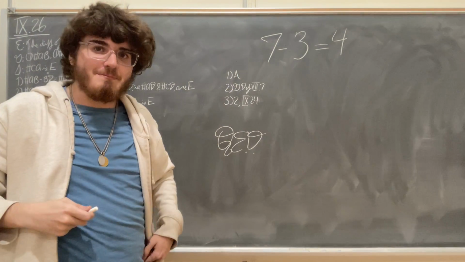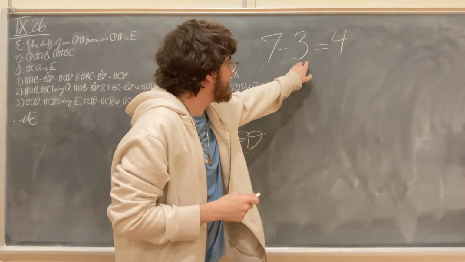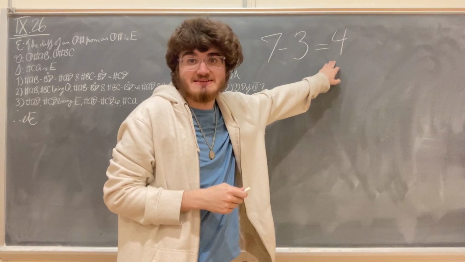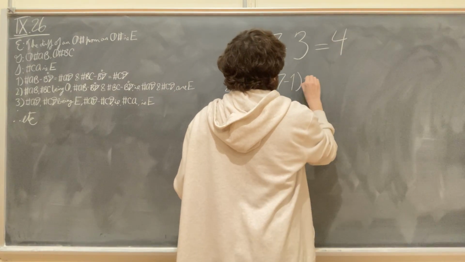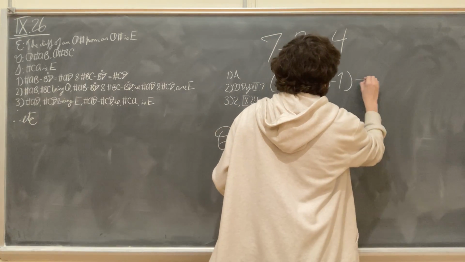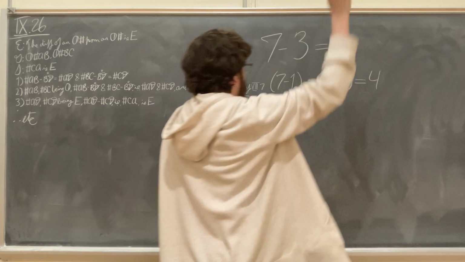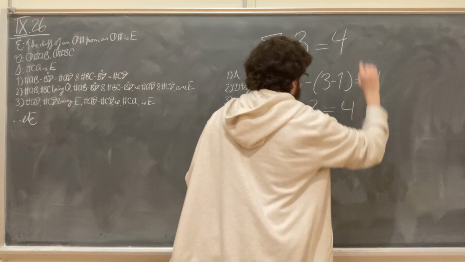The key insight that makes this work is that if we subtract a unit from both of these, we'll end up with the same number. So if we do 7 minus 1, and we subtract from it 3 minus 1, that will still get us the number 4. And we can see that that holds, because 6 minus 2 is 4.